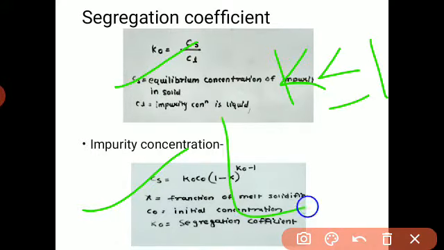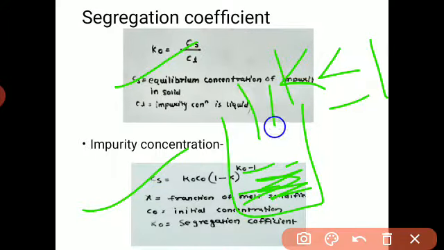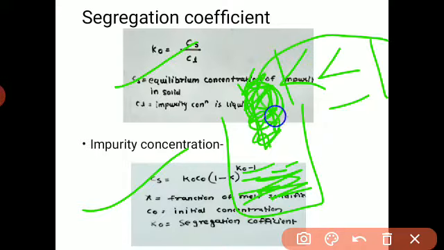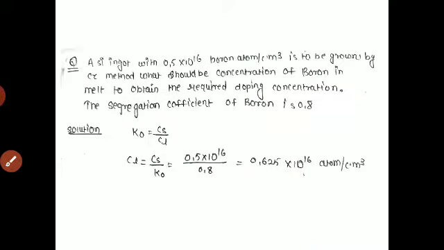Why? Because the amount of impurity in the liquid form will always be greater than the amount of impurity present in the grown silicon. It is not possible that you put a small amount of impurity and get a larger amount of impurity in the crystal. So this is why k should always be less than or equal to 1. This could be one of the prelims points. So let's see some numericals.